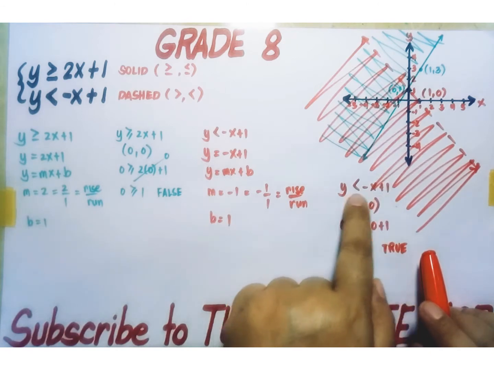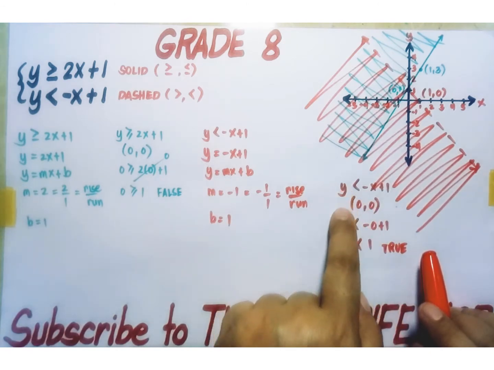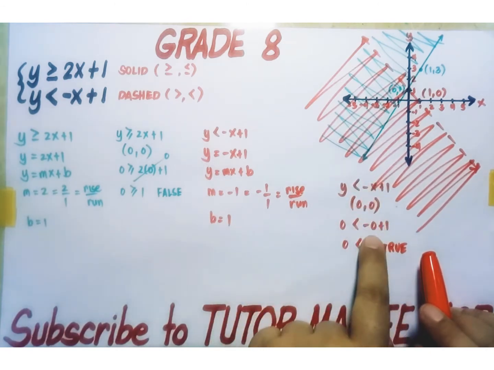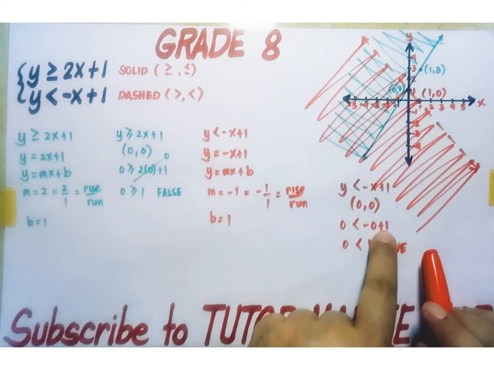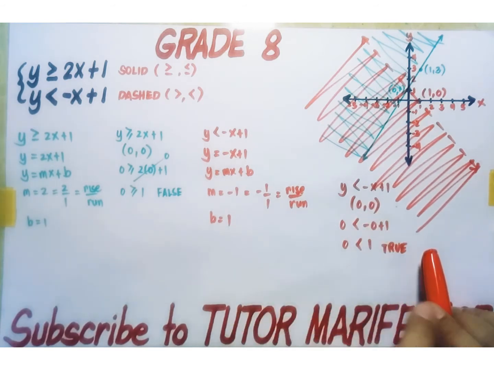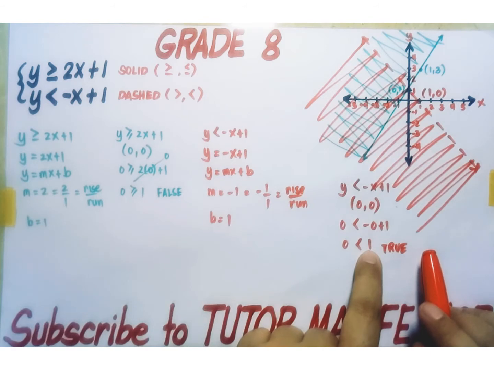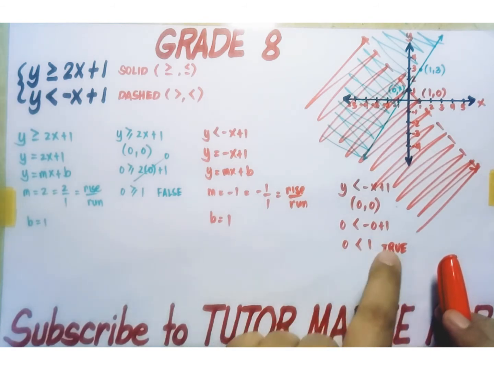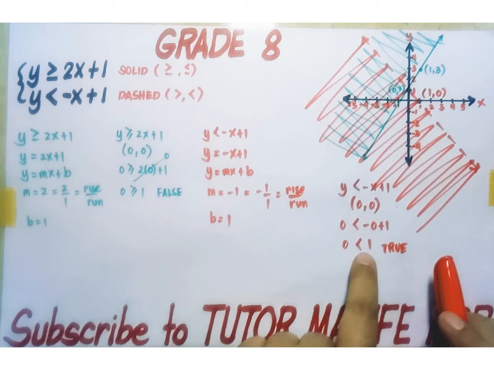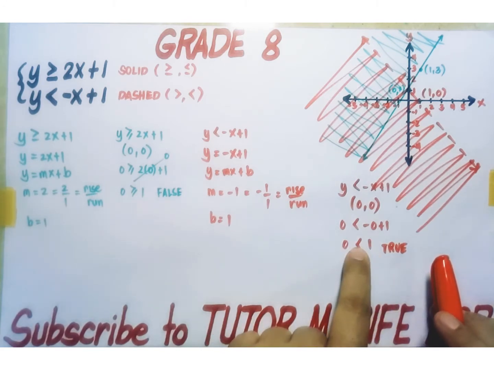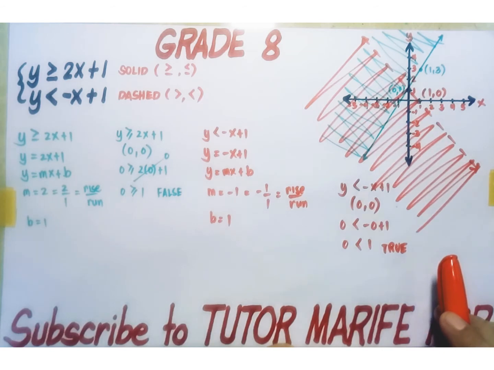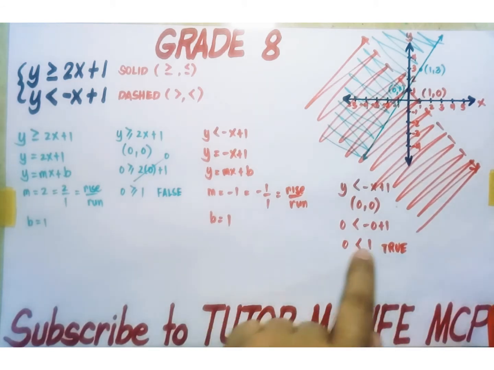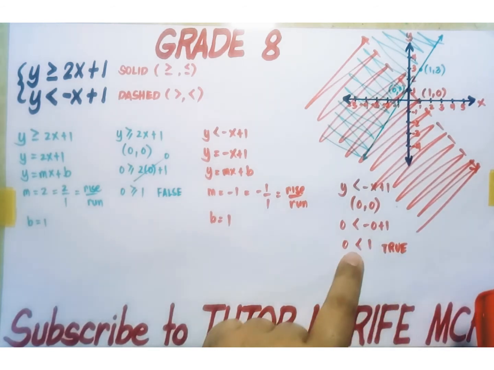Okay, so replace x with 0, replace y with 0. y less than negative x plus 1 becomes 0 less than negative 0 plus 1. Simplifying the right side of the inequality, 1. We end up with 0 less than 1. 1 is larger than 0. The open side of the inequality sign faces the larger number. Therefore, this is a true statement.